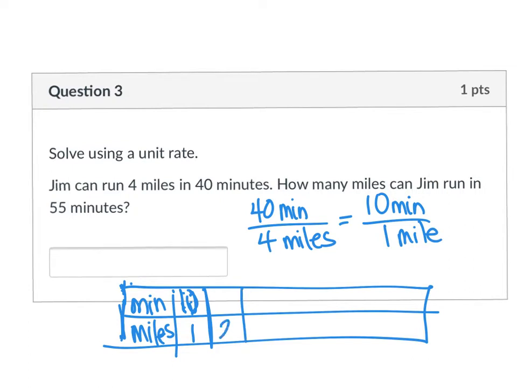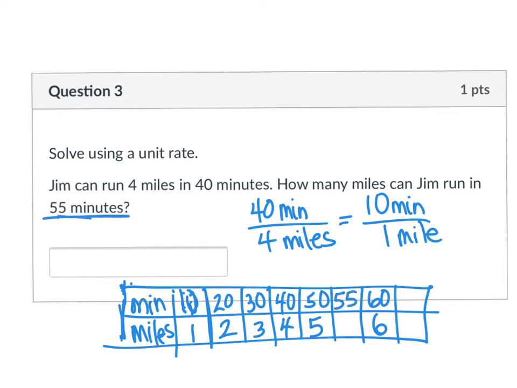So 2 miles, that would mean 20 minutes. 3 miles, that would mean 30 minutes. There's my ratio from the problem, 4 miles in 40 minutes. And then 5 miles in 50 minutes. I'm going to leave 1 blank, and I know that 60 minutes would mean 6 miles. So what is going to fit in the middle here? 55 minutes, that's what we're trying to solve for.